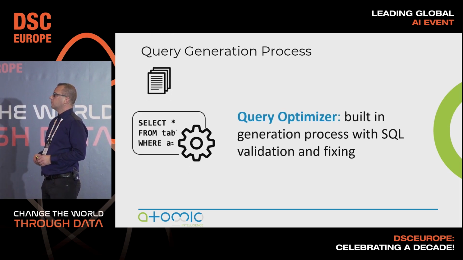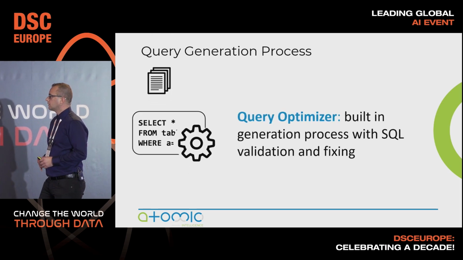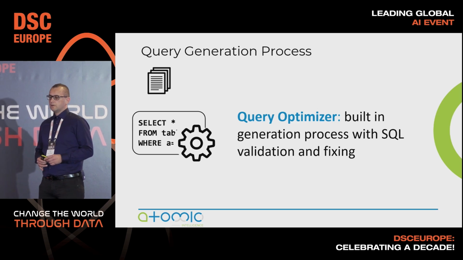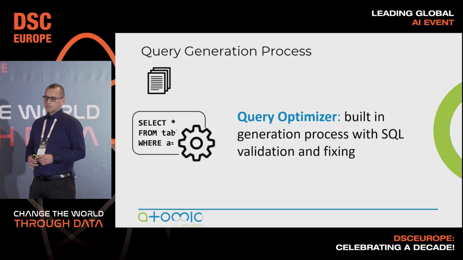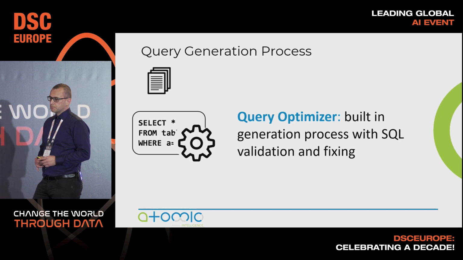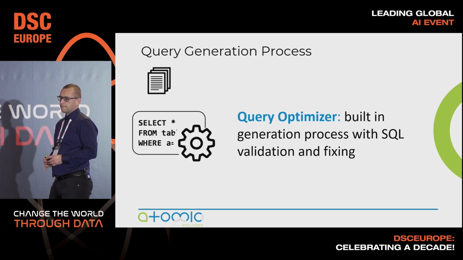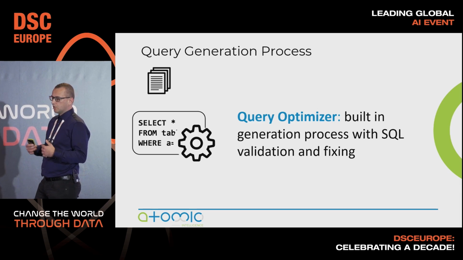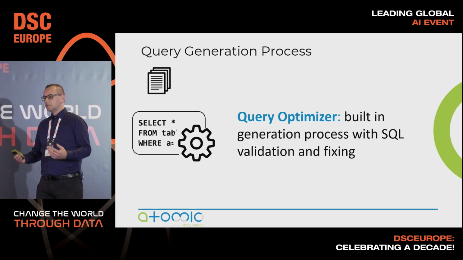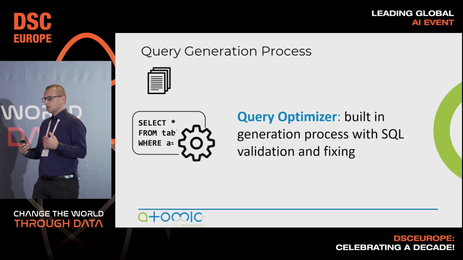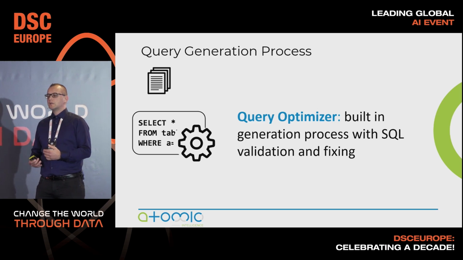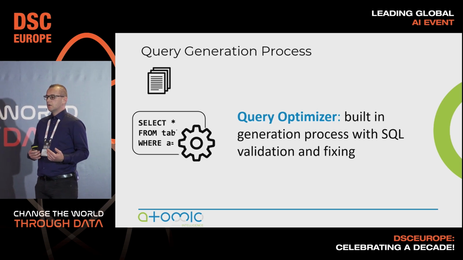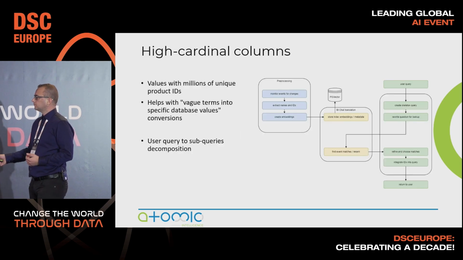Query optimizer is a built-in generator in our SQL system. So the multi-stage validation process improves query accuracy. That process includes optimizing the query to be smaller and faster. Let's try to use only indexed columns. Let's discard some joins and stuff like that.